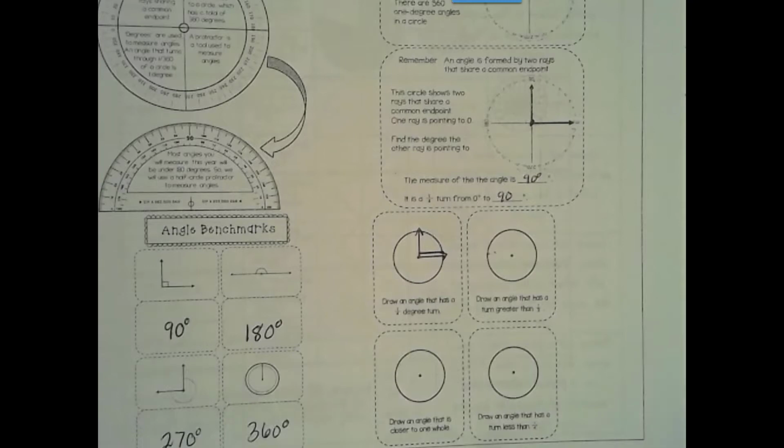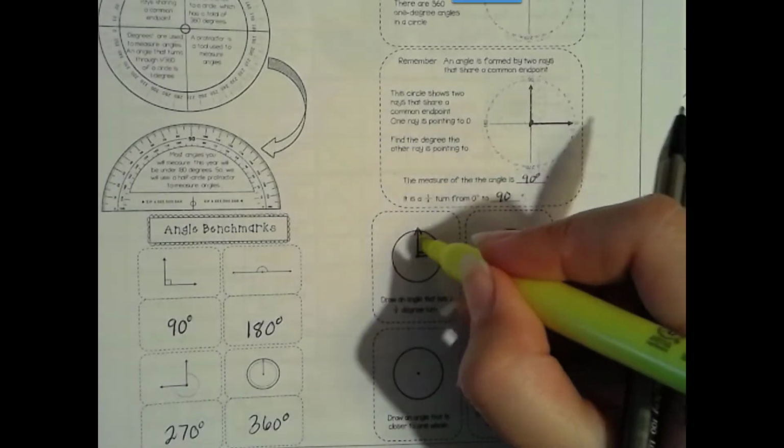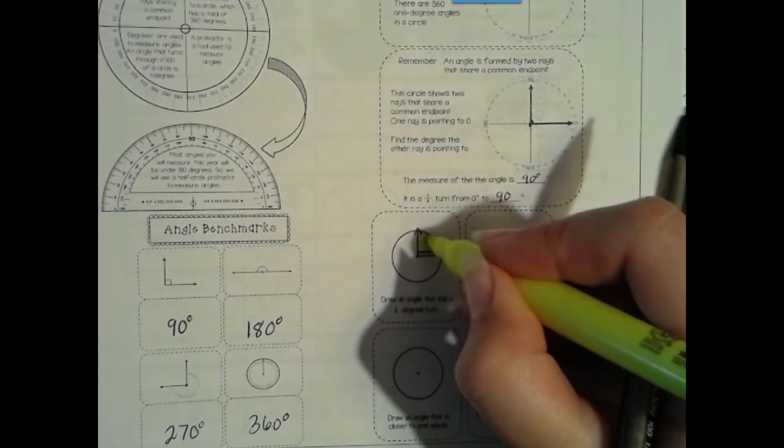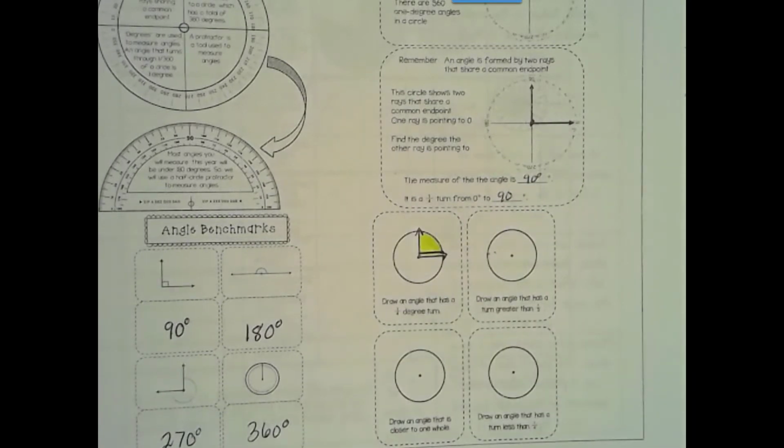So the part that we want with our highlighter then is to shade in what we're talking about when we're looking at that 90 degrees or the 1/4 turn.